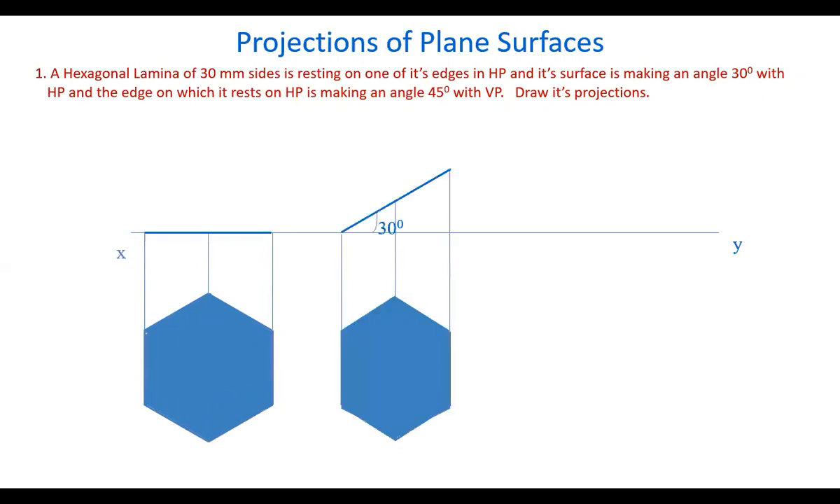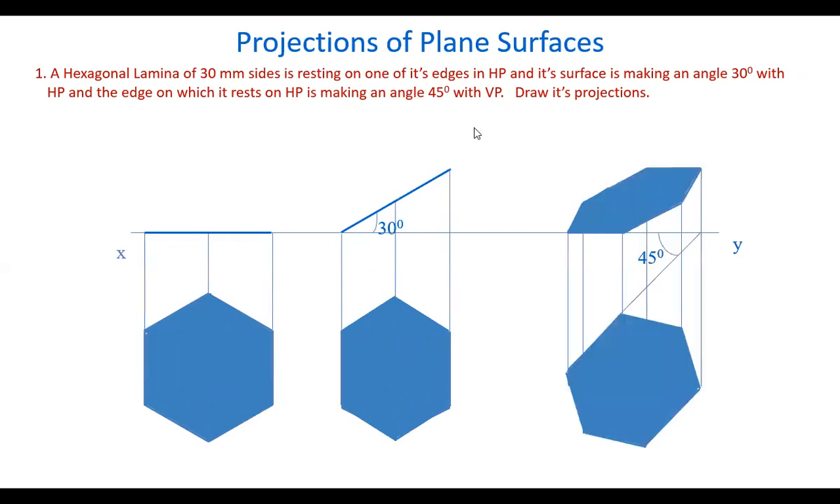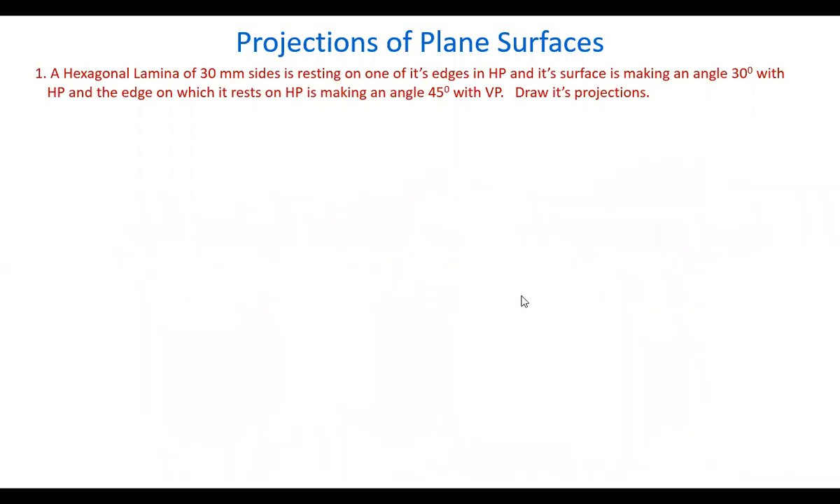Surface angle is shown, and the edge on which it is resting on HP is making an angle of 45 degrees with VP. So this edge here is making a 45 degrees angle with the VP. So this is the final position of the plane lamina. So the front view and the top view are seen like this. Now let's draw the projections.